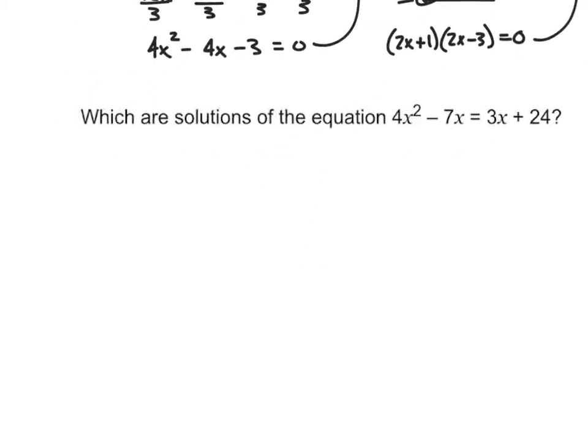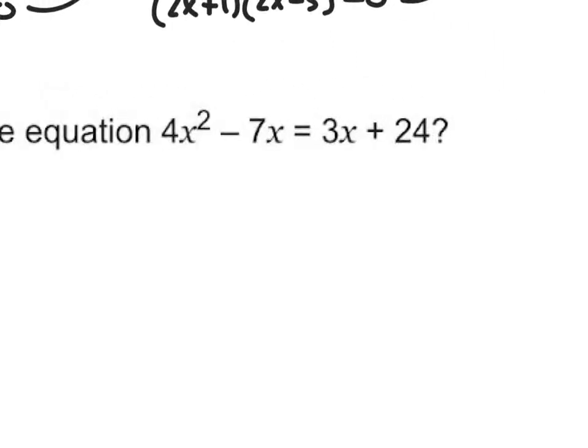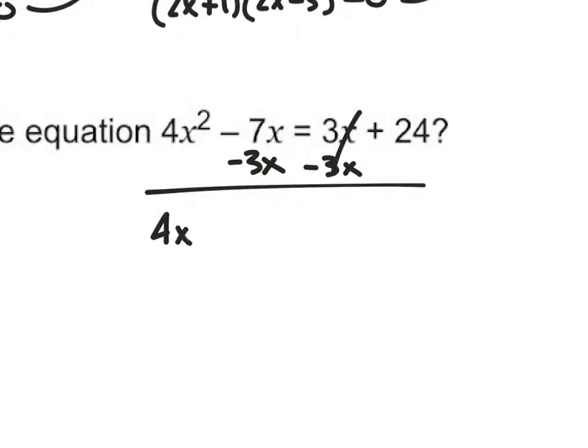All right, but let's go ahead and answer this question. So what are the solutions of the equation? That's the same thing as asking me to solve this. Okay, so same thing. What I'm going to do is subtract 3x from both sides. Now over here, I can combine these as like terms because they both have an x. That's going to cancel out. I've got 4x squared minus 10x is equal to positive 24.